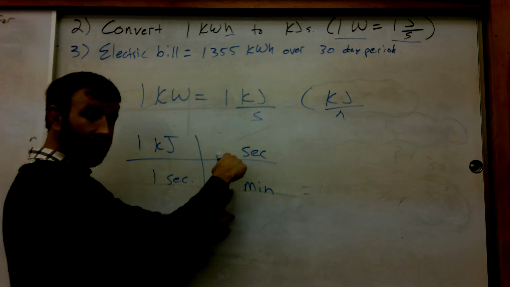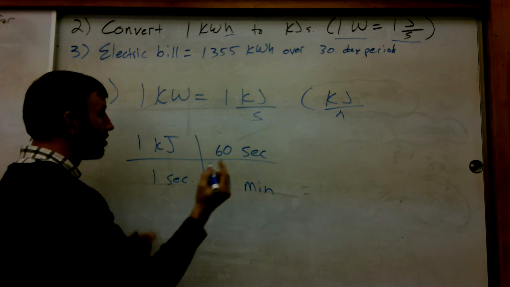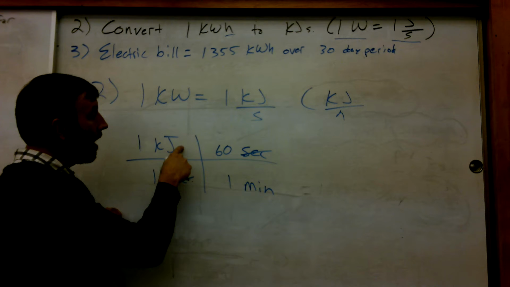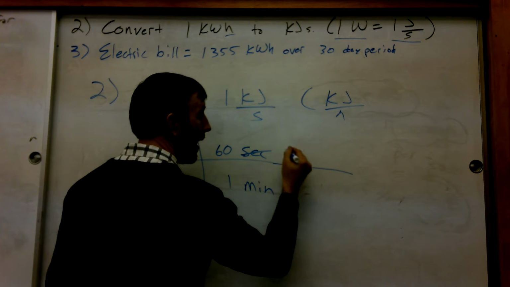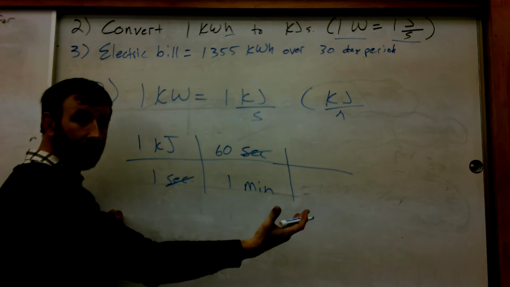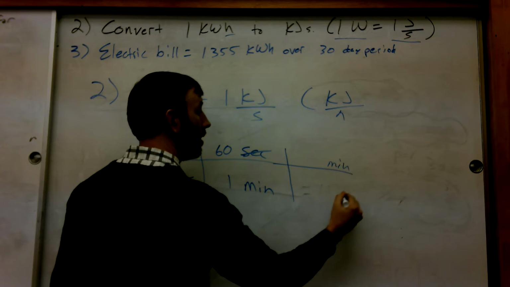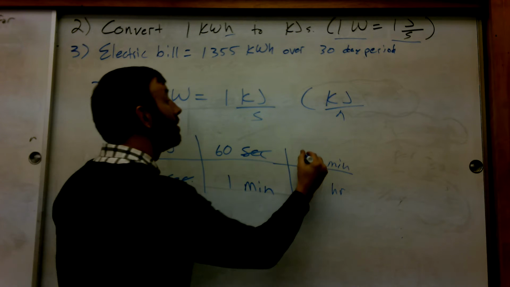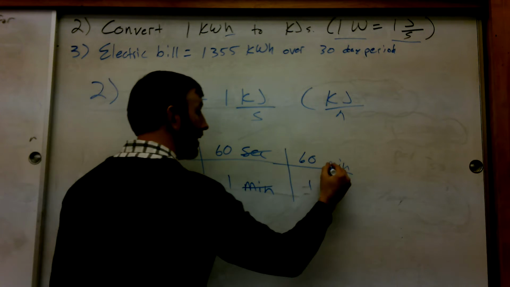Now, how many seconds are in 1 minute? 60. So now I can cancel my seconds. Now my units are kilojoules per minute. And we can do the same process then to convert to hours. So minutes here, hours there. How many minutes in an hour? 60 minutes in 1 hour, and I can then cancel my minutes.